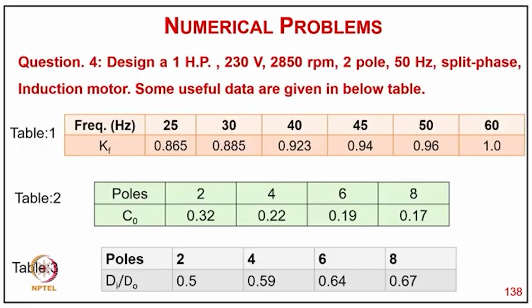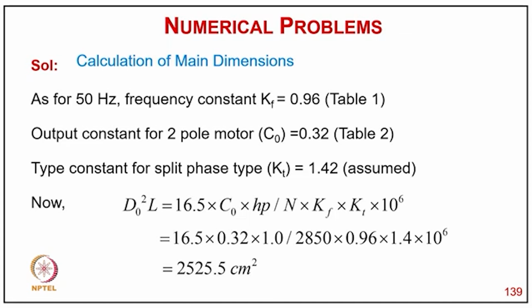And now coming to question 4, design a 1 HP, 230 volt, 2850 RPM, 50 Hz split phase induction motor, and some useful data are given in the table below here, like typically the frequency and KF factor, table 2 with the output coefficient with the pole, and third is the aspect ratio Ti upon Td for the different poles. Of course here we have a 2 pole, so obviously we will be using the first data itself corresponding to 2 pole.